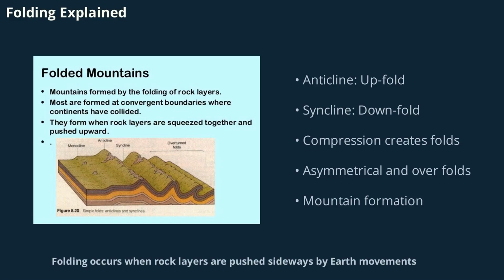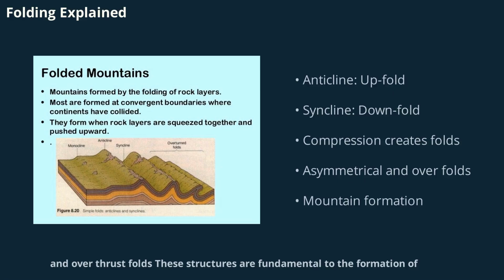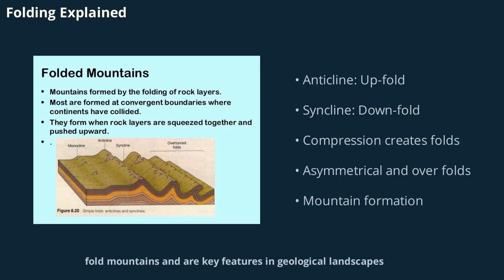Folding occurs when rock layers are pushed sideways by Earth movements. Compression from one or two directions causes the layers to bend, forming upfolds (anticlines) and downfolds (synclines). Continued compression can create asymmetrical folds, overfolds, and overthrust folds. These structures are fundamental to the formation of fold mountains and are key features in geological landscapes.